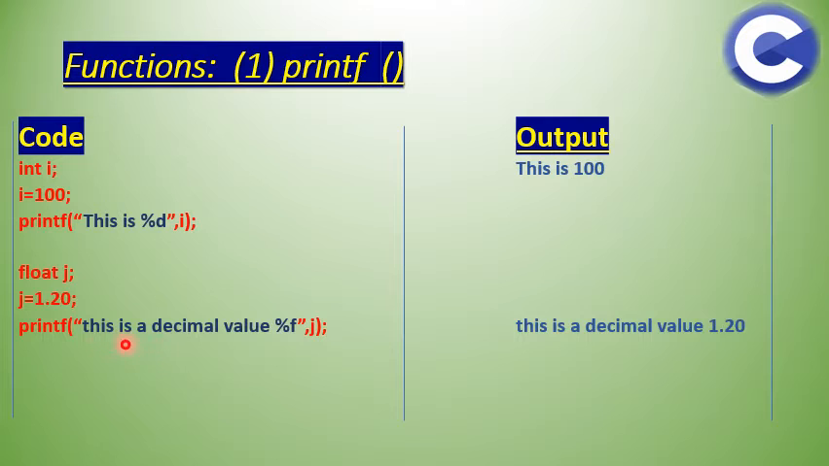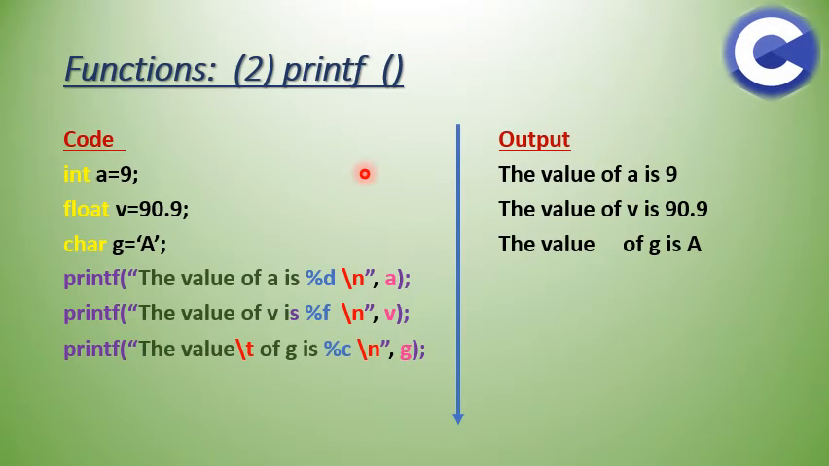So that means this is a decimal value j, you can also say. So see in your output, this is a decimal value and j is carrying 1.20. So this is a decimal value 1.20. Now I have one more example. This is again for the printf function.